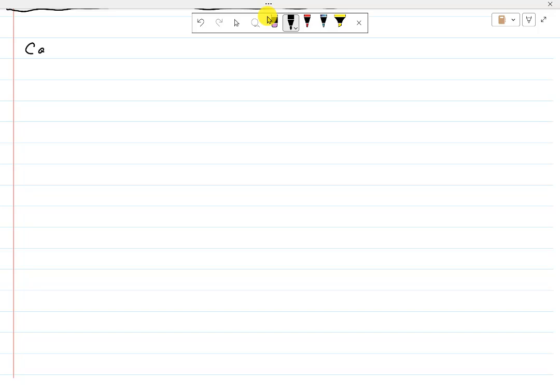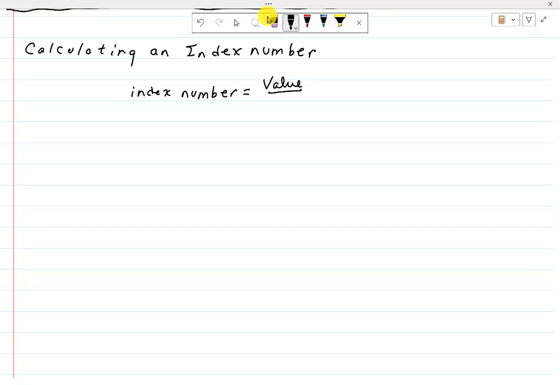To calculate an index number, here's the formula. Index number equals, and we're going to take some value that we have and divide it by some reference and multiply it by 100. Not 100%, just 100. Let me make my multiplication look a little better.